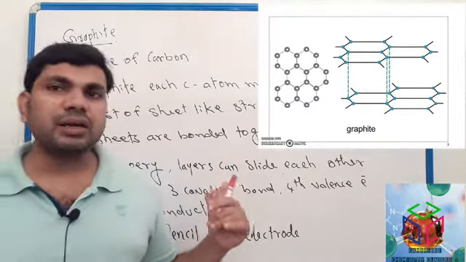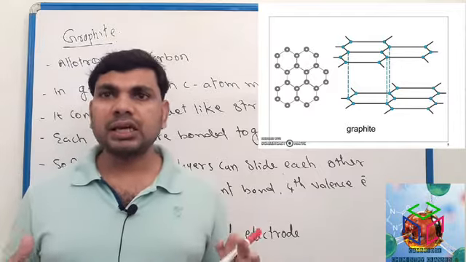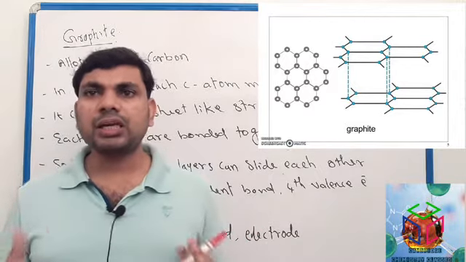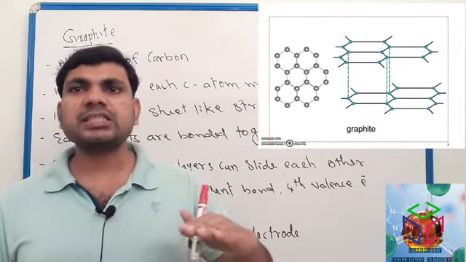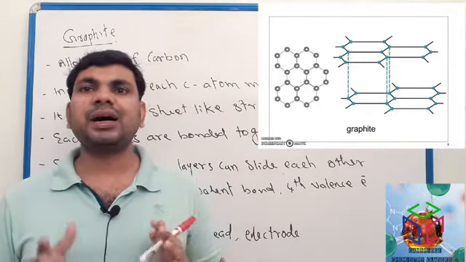Also see here that graphite consists of layers, or a sheet-like structure. Each layer is bonded to the next by weak bonds.